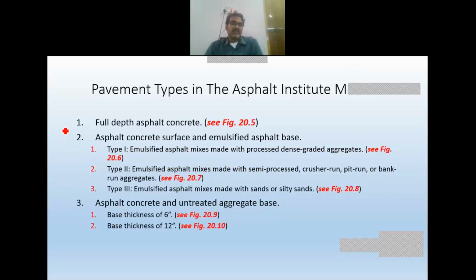You just see the first one. There will be full depth asphalt concrete. There is one chart, and then asphalt concrete surface and emulsified asphalt base. Now, two categories of pavement material: one is asphalt concrete surface course, the other is emulsified asphalt base. Under this category, there will be type 1, type 2, type 3. Then there is asphalt concrete with untreated aggregate base, another category. Under this category, there will be 2 more charts: base thickness of 6 inches and base thickness of 12 inches.